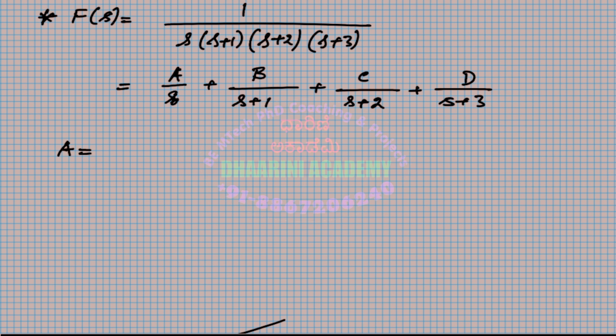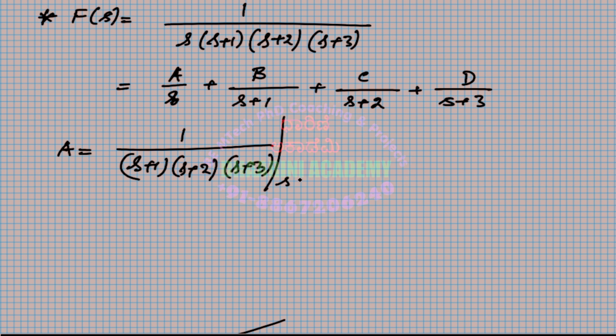So if at all you want to find the first constant, that is A, remove whatever is the denominator from the main function. So the main function is 1 divided by, I'll not write s because I'm trying to find the coefficient near that 1 by s. So the remaining terms I'll write, that is s plus 1, s plus 2, s plus 3, and we'll put s equal to 0 because I don't want this denominator. So that vanishes if you put s equal to 0. So this is equal to 1 divided by 1 into 2 into 3, so A is equal to 1 by 6.